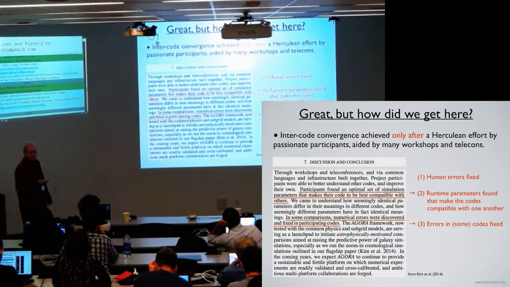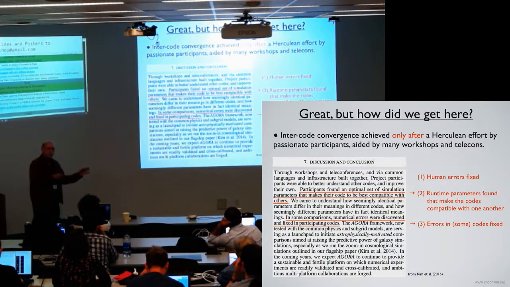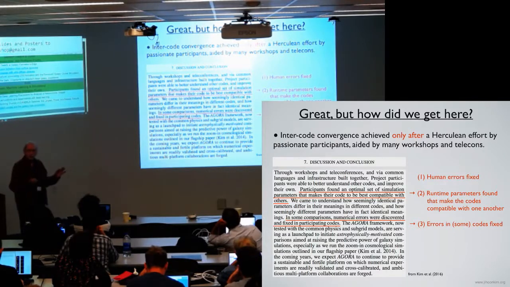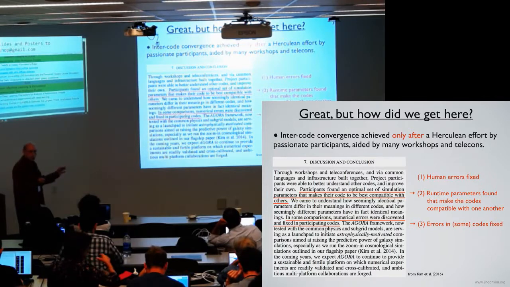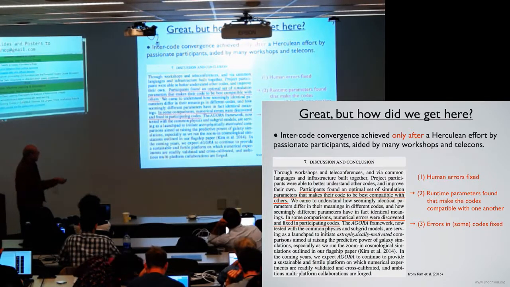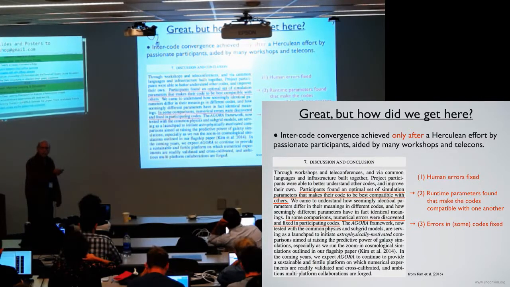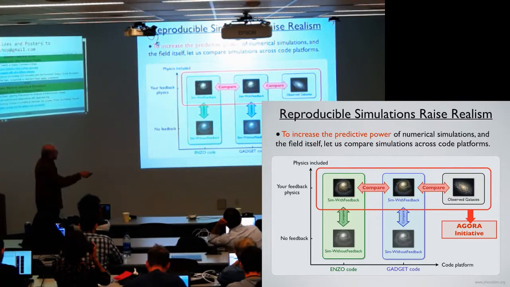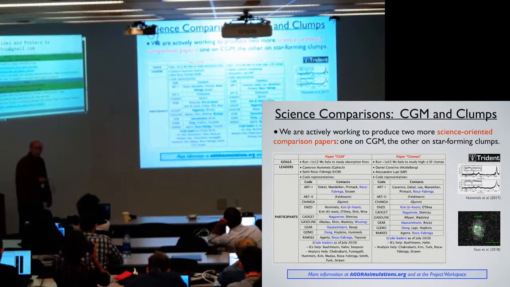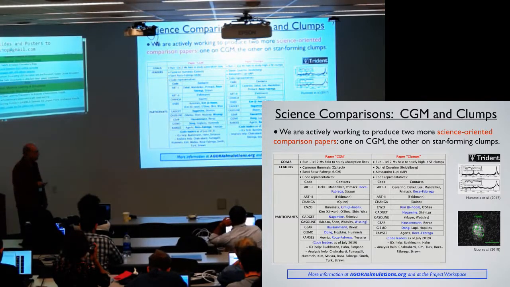Runtime parameters that were set to be similar turned out to be rather different in practice. And so we had a lot of learning as to what really controls things like the star formation rate. And there were actually numerical errors in some of the codes that were caught through this detailed comparison. So the idea is that we compare simulations with and without feedback or with different feedback recipes with themselves, with each other, and with observations. And that should increase the predictive power of simulations.